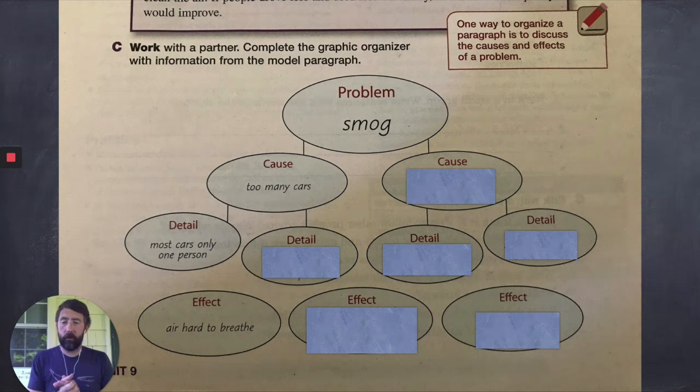Before I give you the answers, let me stop myself. I'm ready to just keep on talking and discussing, but before I do that, let me pause the video. I want you first to try to identify the cause, the other cause, and the details that match that cause, and then the two other effects. So go ahead and pause now and try to complete part C on your own. All right, pause now.